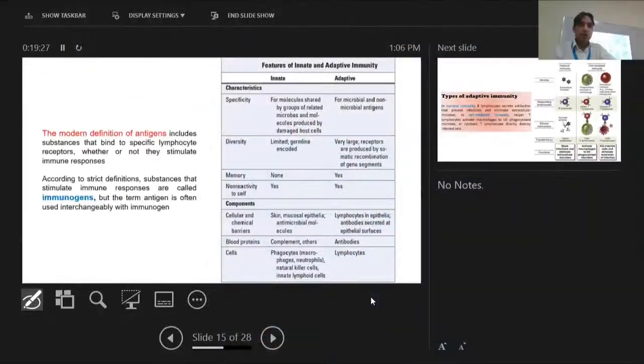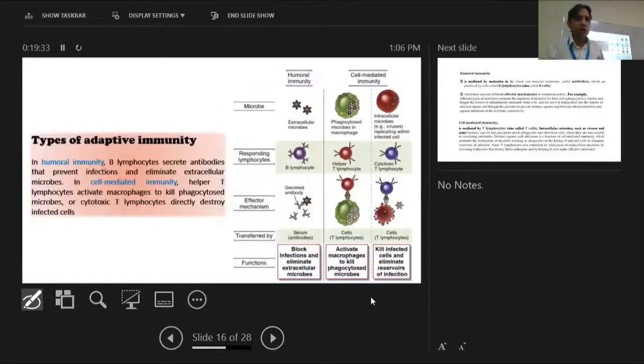Okay, this one is also a comparison between the innate and adaptive immune system. Certain simple things we have already gone through. You can just browse these slides. There are different types of adaptive immunity. Number one is called humoral immunity, and the other one is called cell-mediated immunity.